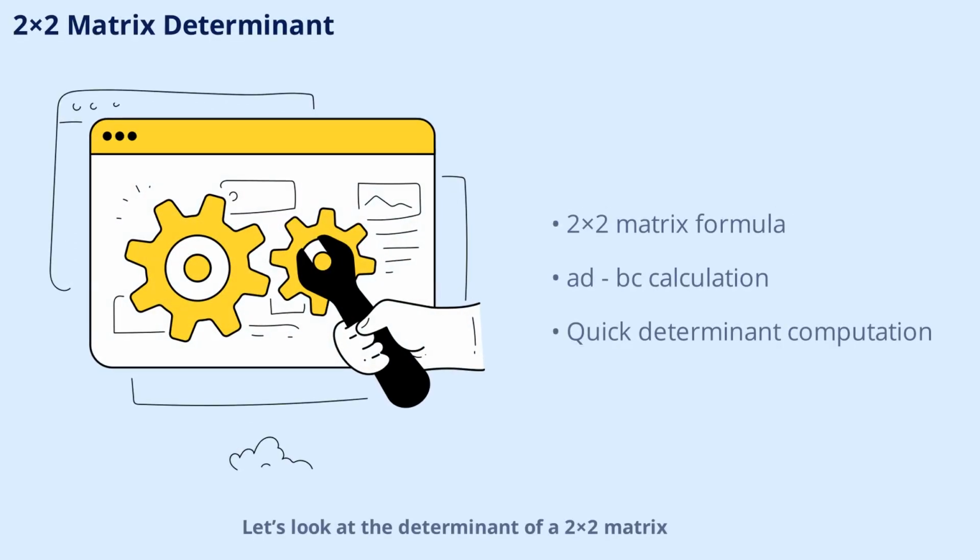Let's look at the determinant of a 2 times 2 matrix. Suppose you have a matrix A with elements a, b, c, and d arranged in 2 rows and 2 columns. The determinant is calculated as ad minus bc. This simple formula gives you a quick way to find the determinant for any 2 times 2 matrix. It's the starting point for understanding more complex matrices and their determinants. We'll see how this formula extends to larger matrices later.